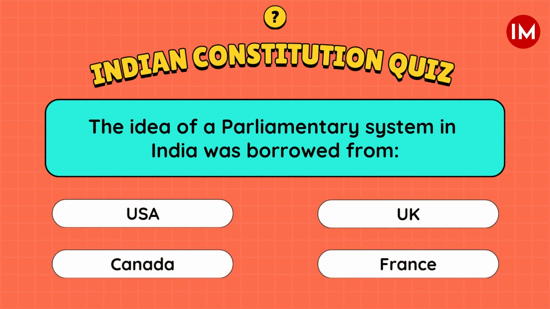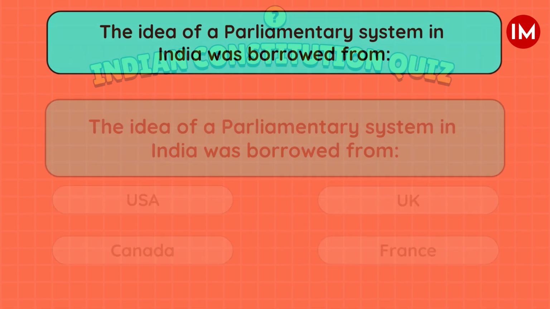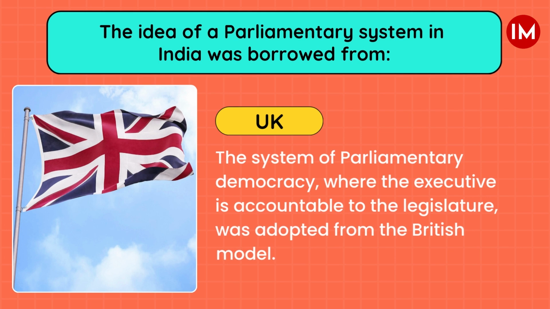Question 13. The idea of a parliamentary system in India was borrowed from A. USA, B. UK, C. Canada, D. France. The correct answer is B. UK. The system of parliamentary democracy, where the executive is accountable to the legislature, was adopted from the British model.